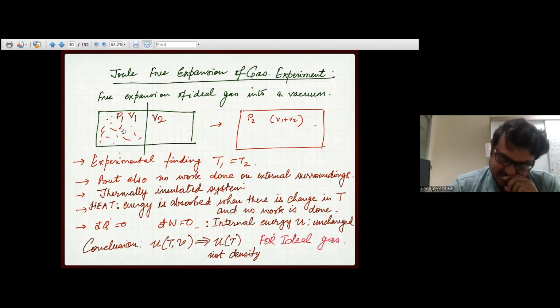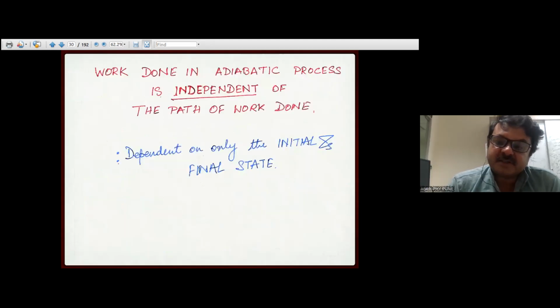So when the gas expanded, it didn't have to push anything, right? So no work was done on its external surroundings. This system was kept isolated, the thermally insulated system in Joule's free expansion of gas experiment. Heat is the energy absorbed when there is a change in temperature and when no work is done. So no work is done. Heat was not being allowed to be exchanged anyway. The temperature remained the same.